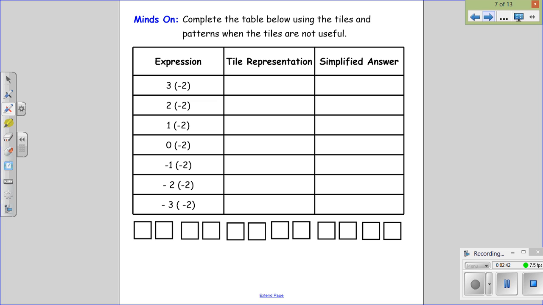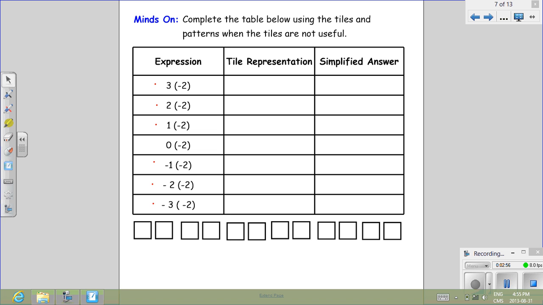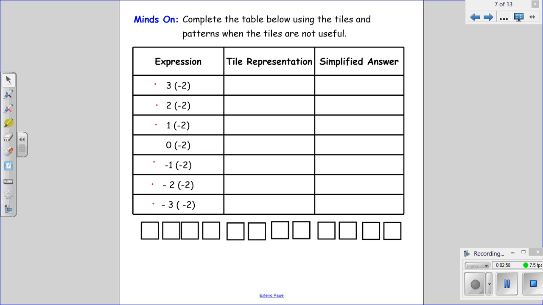Now, if I look carefully at the chart, I see I've got a positive times a negative, a positive times a negative, a positive times a negative, and then I go to a negative times a negative, and a negative times a negative, and a negative times a negative. What's the result going to be? Well, let's use our tiles. 3 times negative 2 means 3 groups of negative 2.